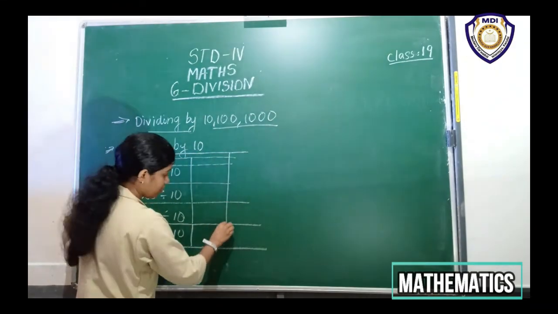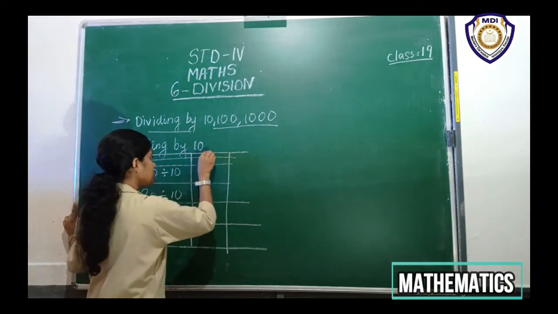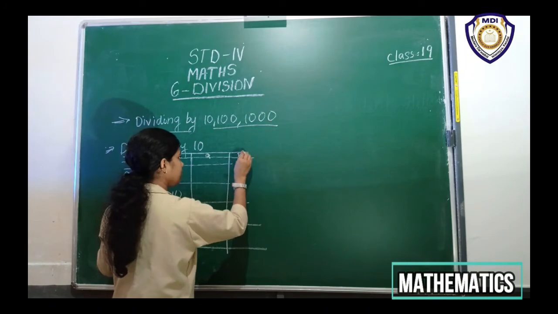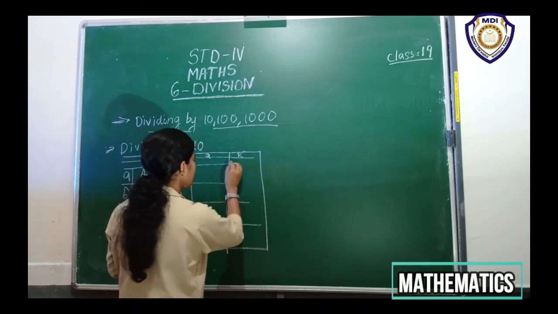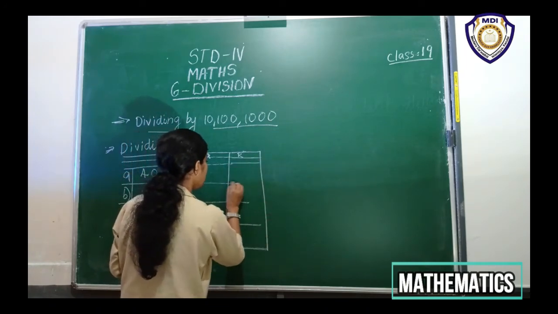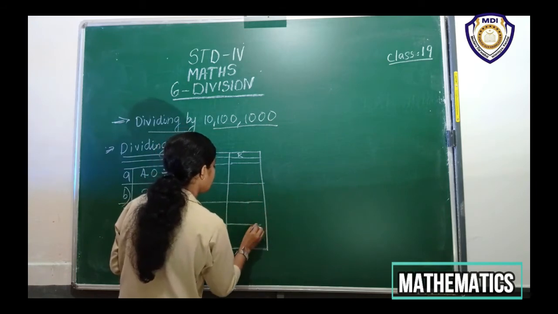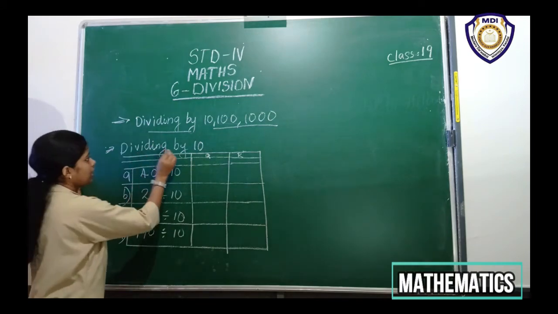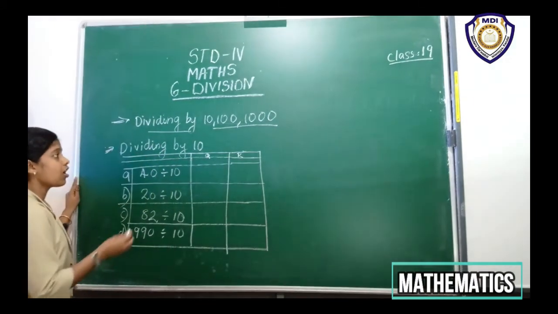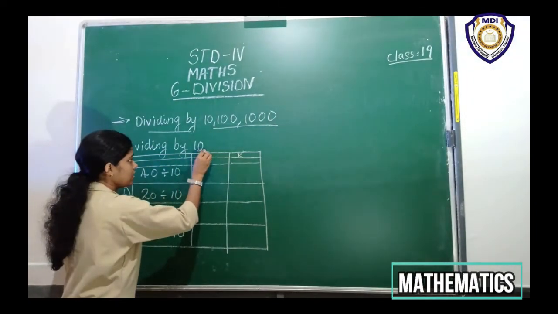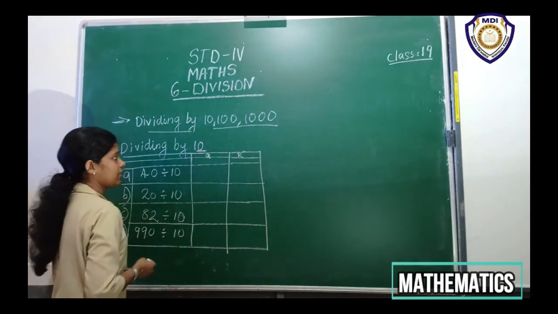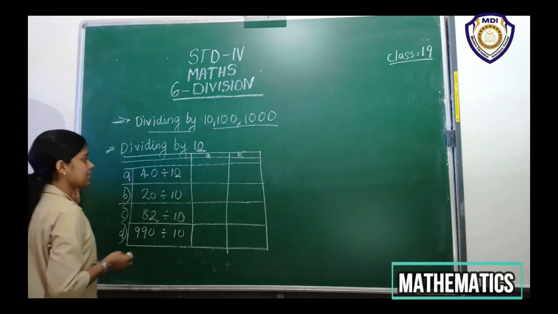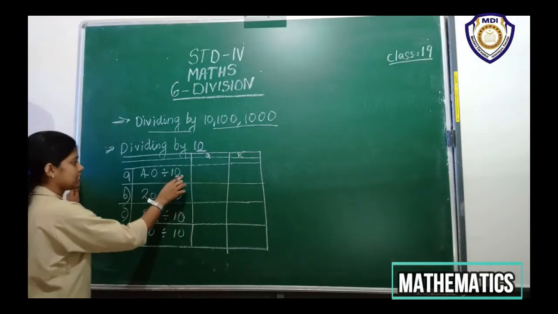We find the quotient and remainder. How to find out quotient and remainder? Dividing by 10. In tens, how many zeros are there? Only 1 zero. We are taking the last 1 digit.